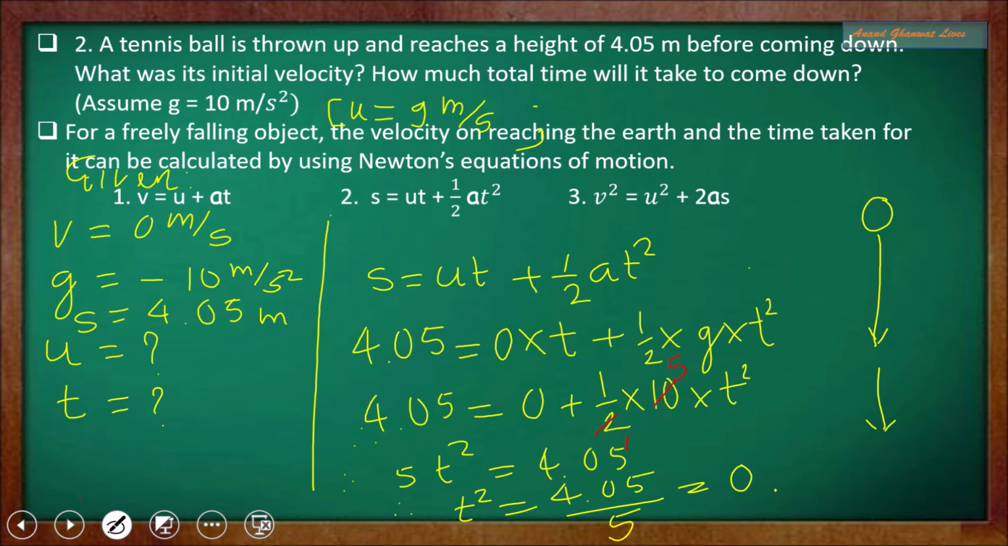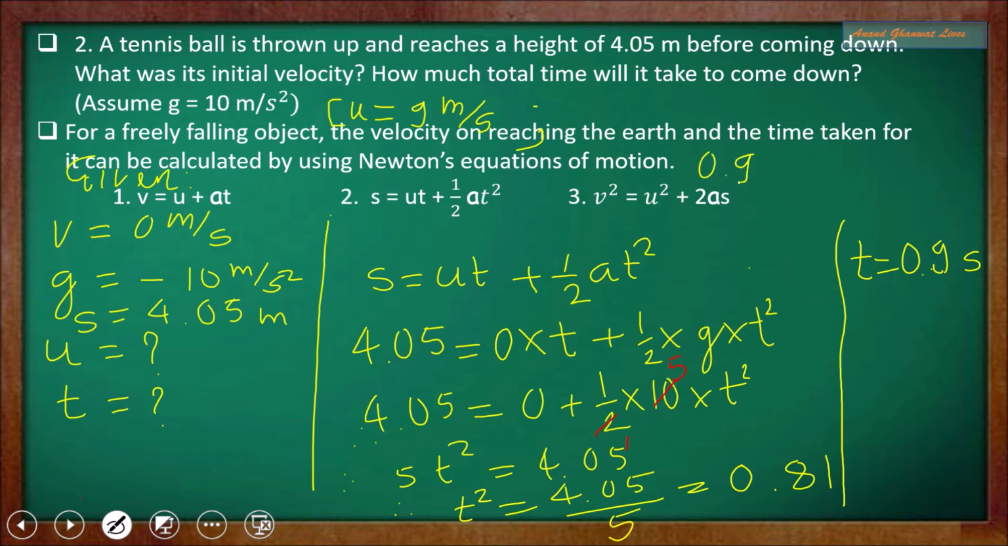So 5 8s are 40 and 5 1s is 1. The t square is equal to 0.81. Now taking square root on both the sides, t is equal to 0.9 seconds. We have to take positive square root only because time is always positive. So t is equal to 0.9 second. That's the answer of the second question.